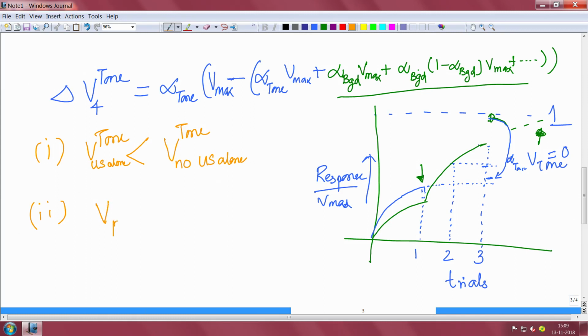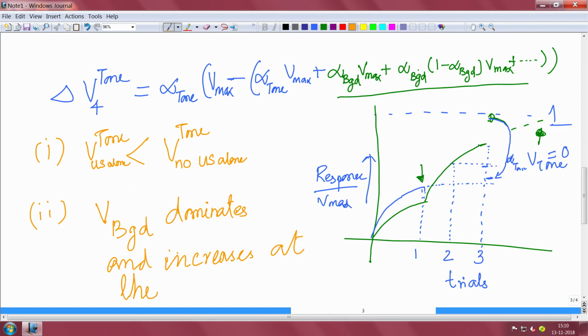So, let us hold on to that, but the point I want to drive across here is that V background dominates and increases at the cost of V tone. Now, that is essentially the conclusion we have drawn from the initial experiment.